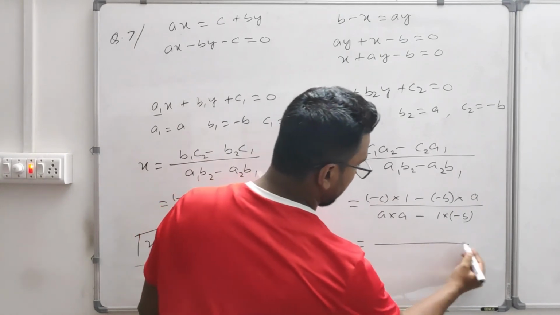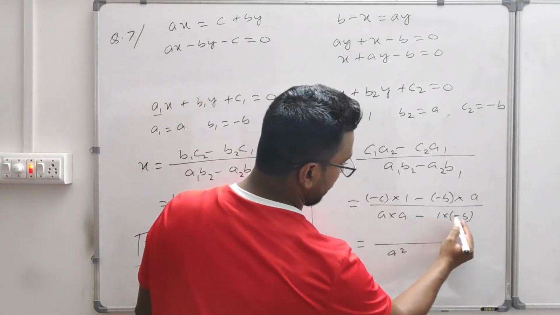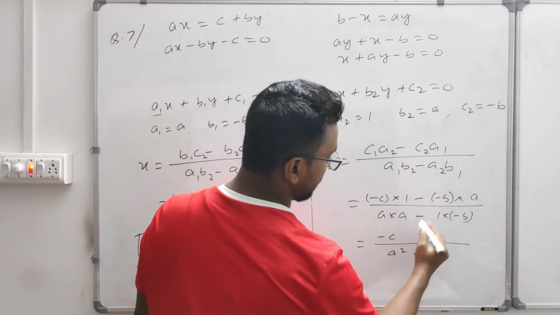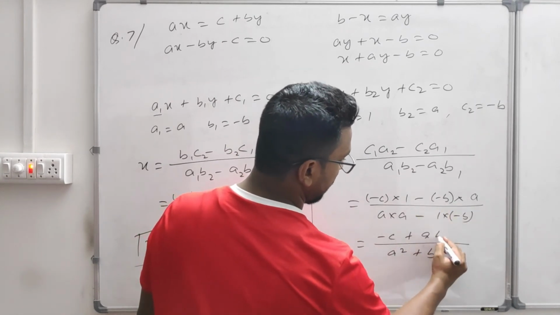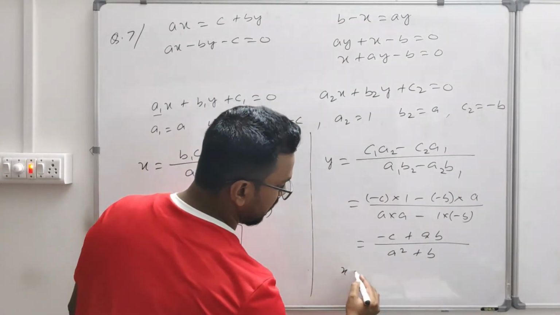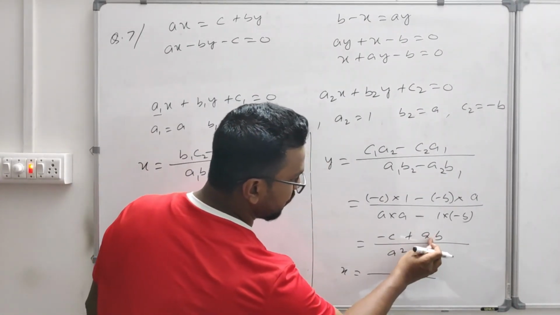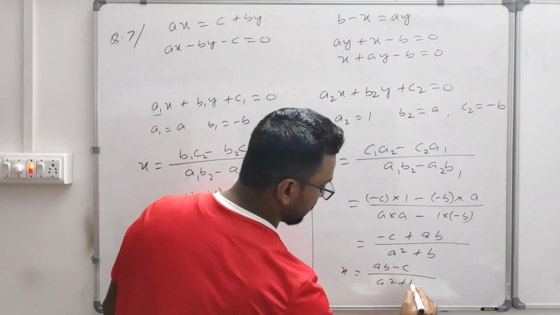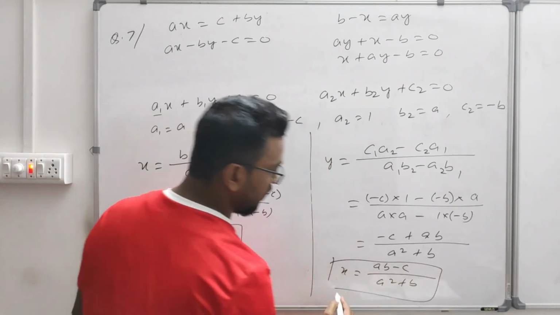So if you multiply this one you will get a square, minus minus plus b, you will get this one, minus c, minus minus plus a into b, ab. So you just bring it in a systematic order, bring this positive sign in the first place, so ab minus c, a square plus b. Okay, that will be the value of y.